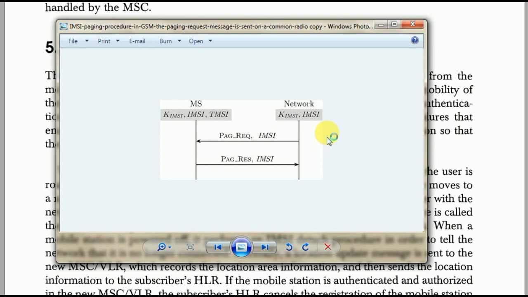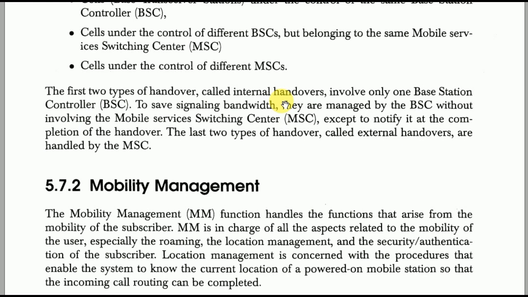In some cases, the MS may be powered on but not be successfully connected to the network. For example, if the MS is in an out of coverage area. This is the case of an implicit IMSI detach. The location update can be done in the following conditions.